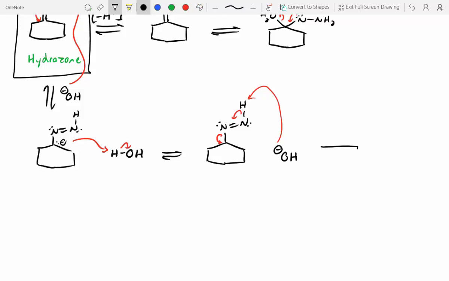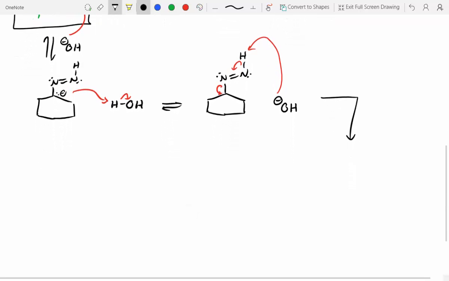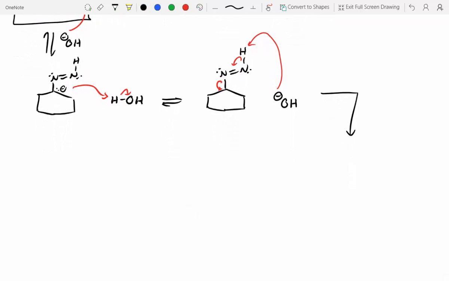This is where that one-way arrow is so important. We saw the previous step really isn't that favorable. However, by liberating nitrogen gas, even though we're not forming much of it, we're driving the reaction to completion. So now we've got deprotonated cyclohexane. We've got N2, all right, gas. And then we've also got water.